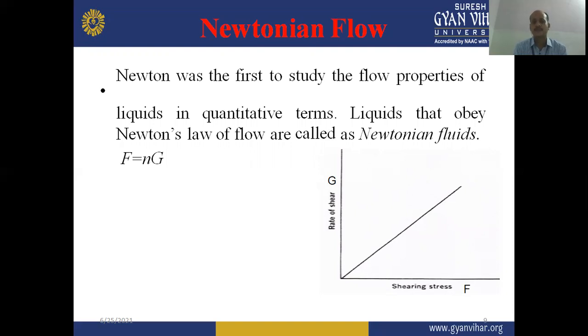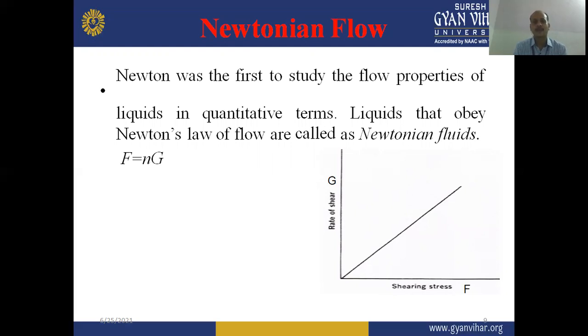For Newtonian liquids, when we plot a curve known as a rheogram or consistency curve, with shearing stress on the x-axis and rate of shear on the y-axis, based on the behavior of different liquids, if the rate of shear and shearing stress are directly proportional, then we can say the liquid shows Newton's law of flow and is called a Newtonian liquid.